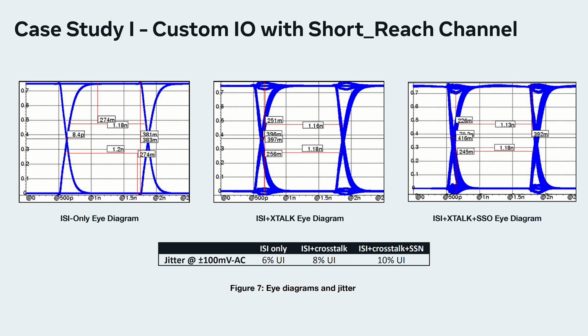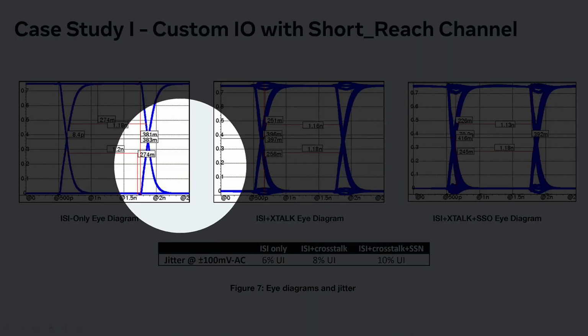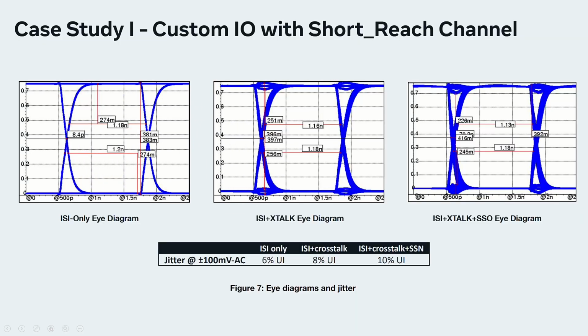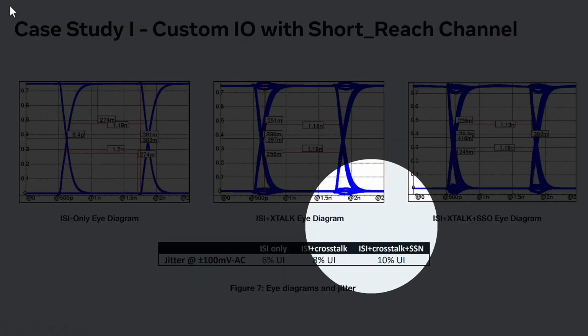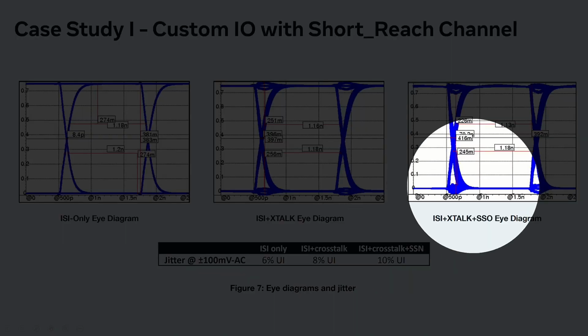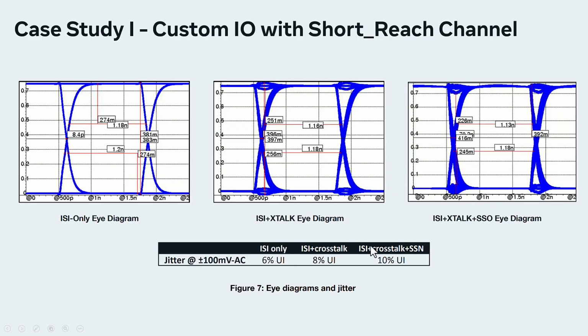So this also enables you to find out the impact of each individual component on the overall link budget. Let's say I'm looking at only ISI versus ISI plus crosstalk and then crosstalk plus SSN. You can see from the eye diagram and also the budget that if I'm not including the SSN effect in the whole link, probably I'm losing like 2% UI of my margin. And as we go to higher frequency, this gets very close to the timing budget that you're assigning for your link.